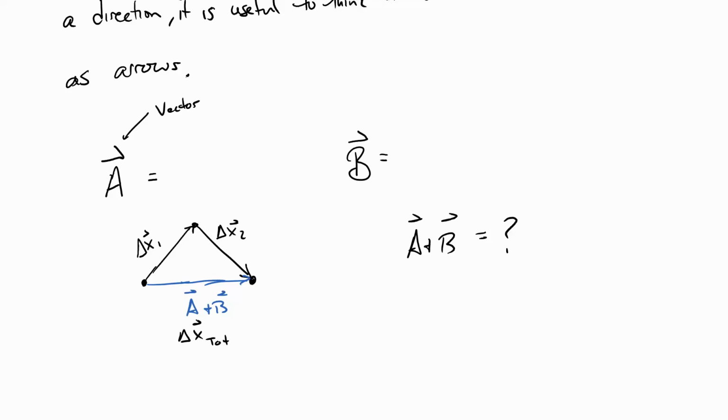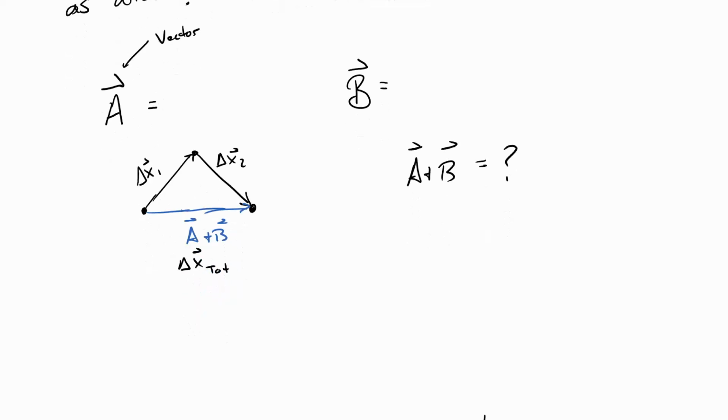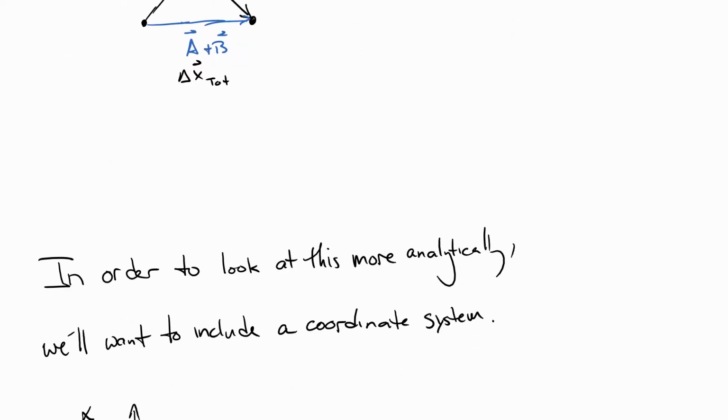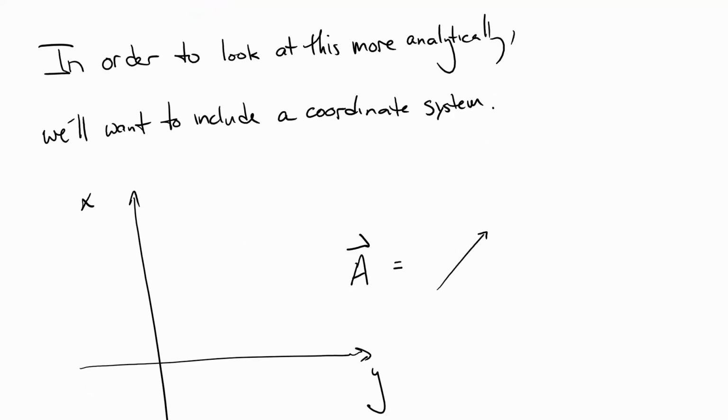I think there's a strong intuitive argument for it, but the problem then becomes, how do we start to do this more analytically? If I have drawn pictures of arrows, but I care very much about how precise they are, I want to be able to rely on something better than trying to get down to the tenth of a degree when I'm drawing these things to make sure everything's pointing in the right direction. So in order to look at it more analytically, we want to include a coordinate system.